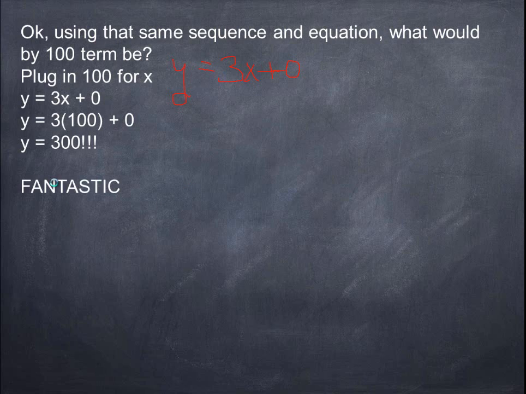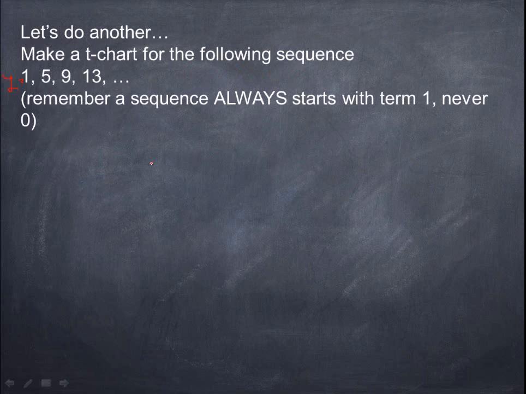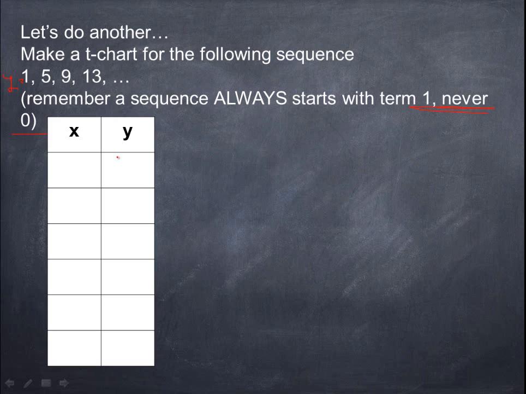Awesome! Okay, fantastic! Let's do another. Make a T-chart for the following sequence. Hit pause. Okay, so remember, your sequence is always your y equals. And remember, it always starts with term 1, never 0. So my T-chart, I'm going to have 1, 2, 3, 4, 5. And then my sequence is 1, 5, 9, 13.